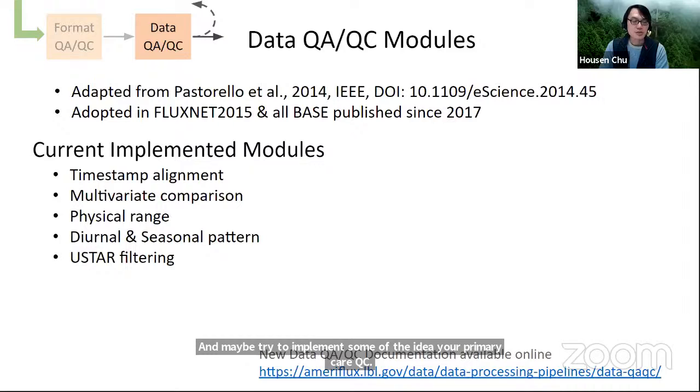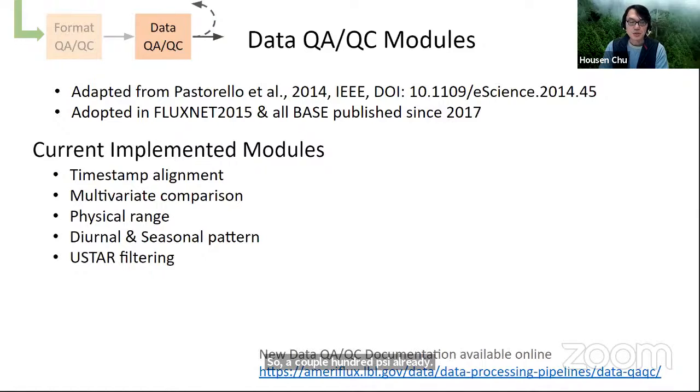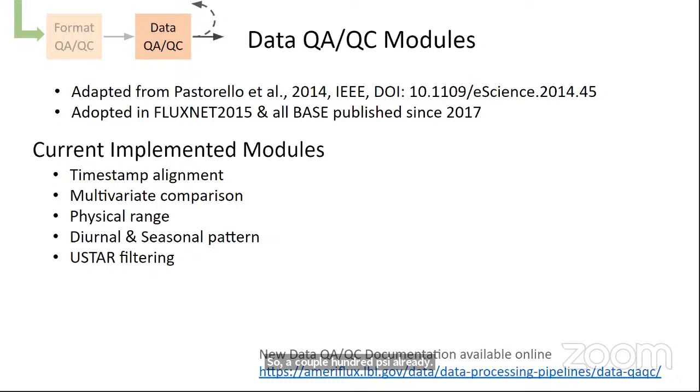And here's the list of the modules we currently have in our data QA/QC. I won't go through each one of them. I will try to give a few examples for the first two. And as I mentioned earlier, we do have a couple of websites, so you can always go to the website to check the details for each one of them. Okay.